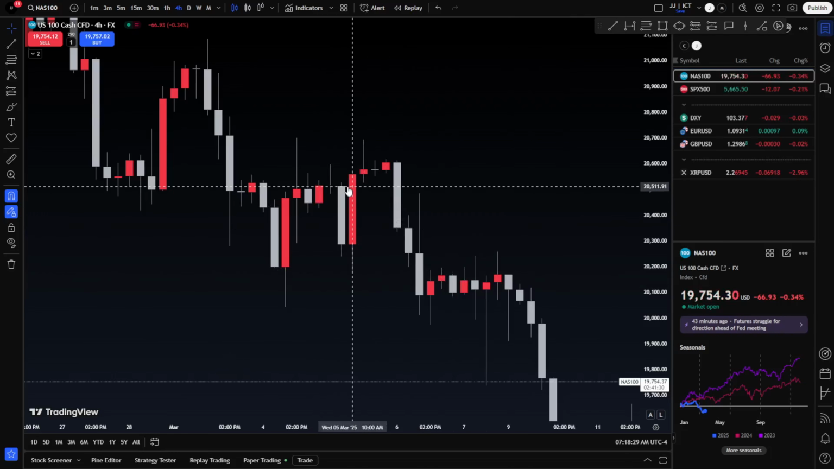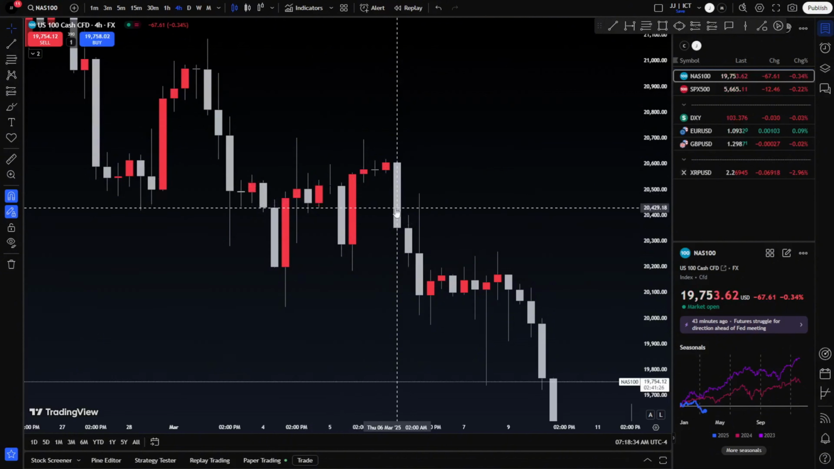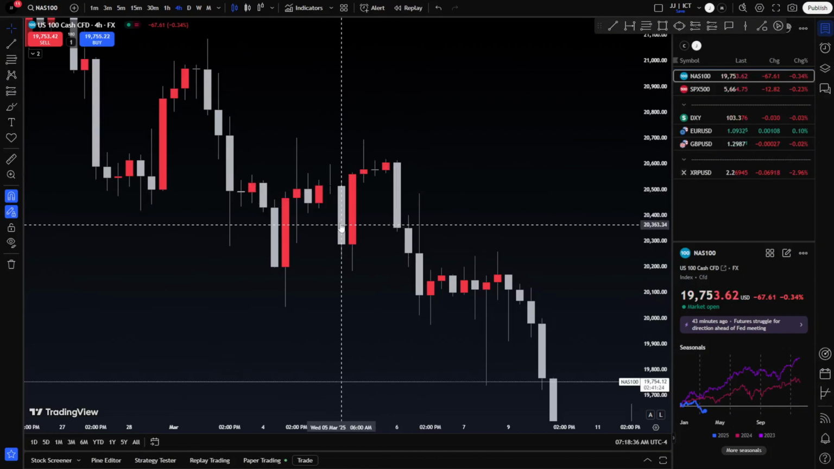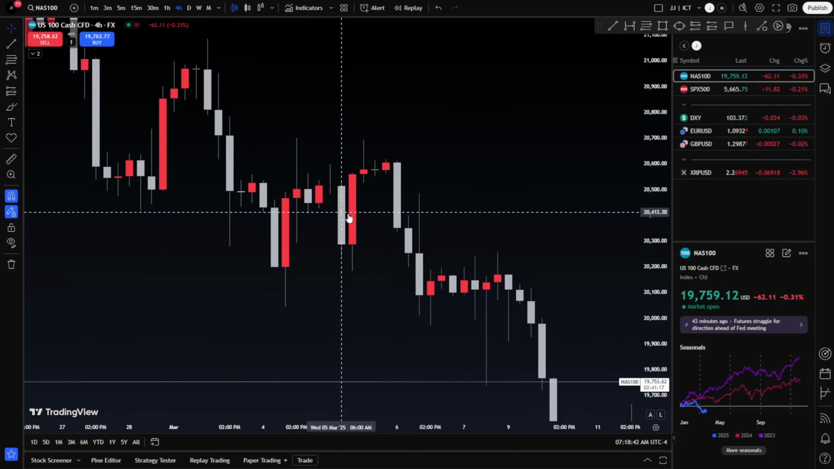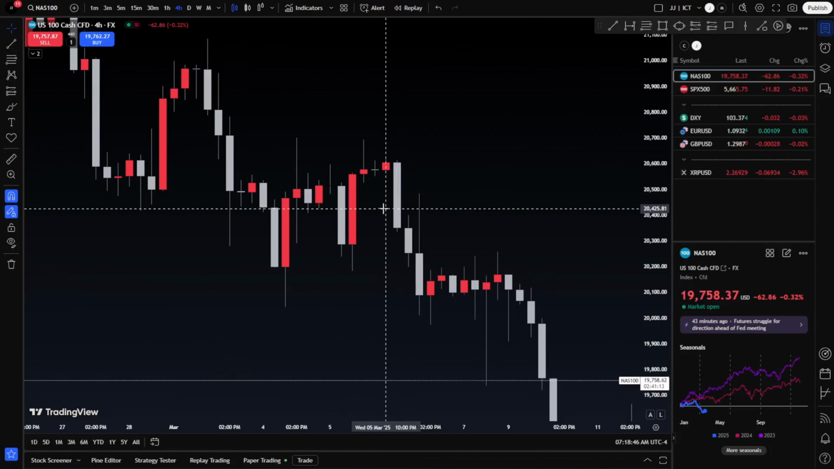But guess what? There's a breaker here. Then there's a fair value gap here. Same area. They're right into each other. I don't know what you guys call this, the SMC concept people. There's a big difference between ICT and SMC. I personally call it interbank trading.